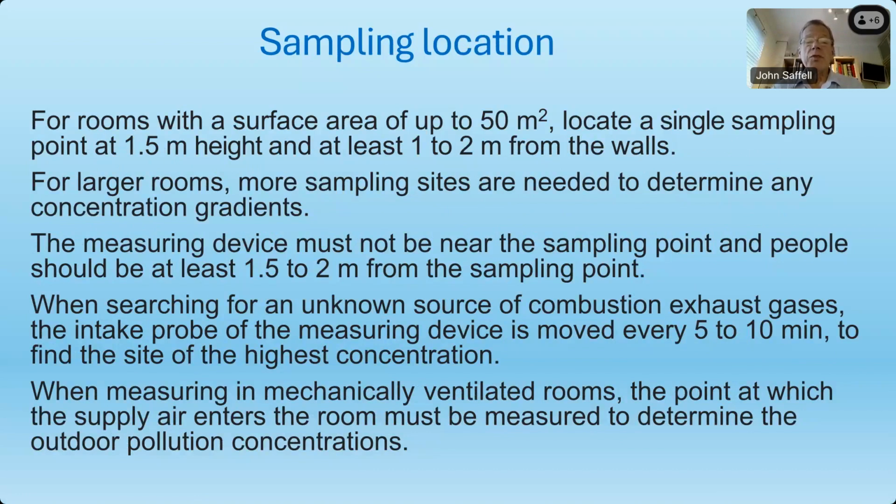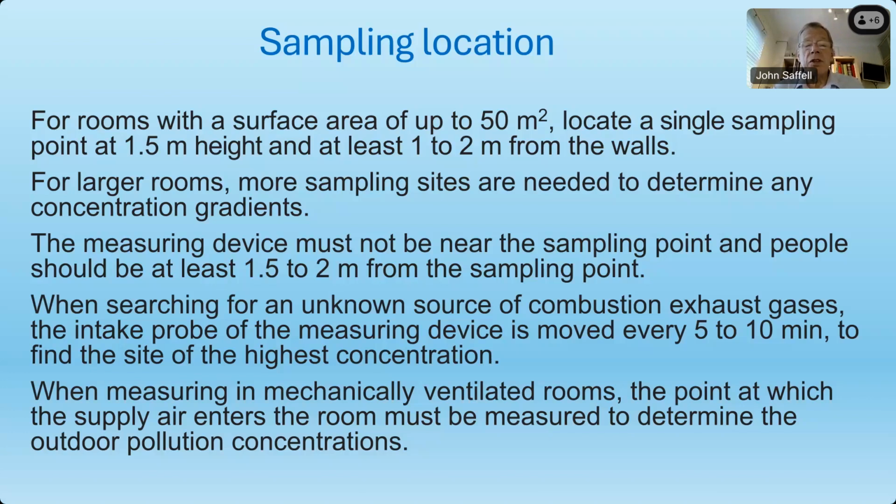And for larger rooms, more sampling sites are needed to determine any concentration gradients. Again, this is sensible. The measuring device must not be near the sampling point, and people should be 1.5 to 2 meters from the sampling point. If you're too close to it, you are basically contaminating the source, because humans breathe out thousands of ppm of CO2 and will therefore give you spikes if you're breathing too close to your sensor.